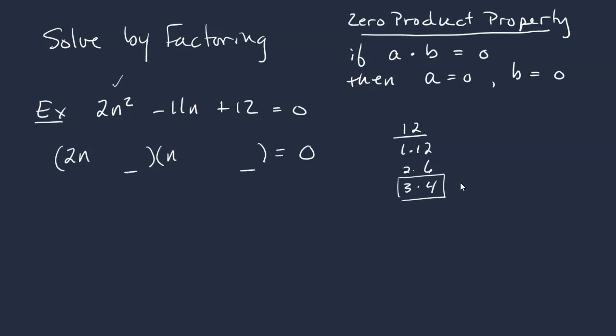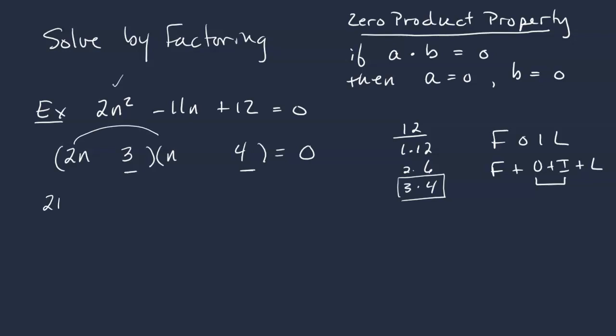So I'm just going to put in a 3 here and a 4 here and check the inside-outside sum in the FOIL process, right? So first times first plus outside times outside plus inside times inside plus last times last. And these two middle terms sum together. So we get a sum of those products.